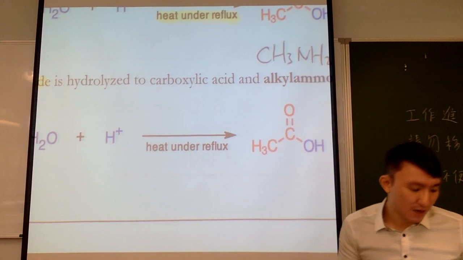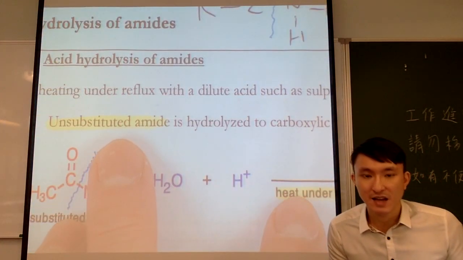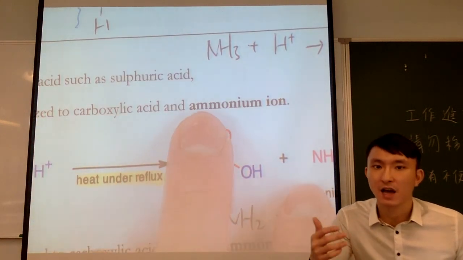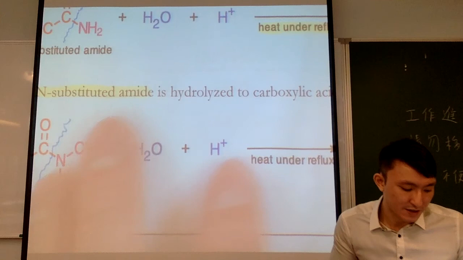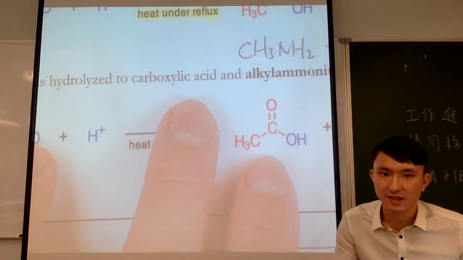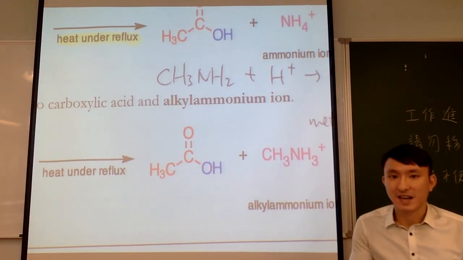All right, so that's why if you look at the sentence here, I will say that unsubstituted amide is hydrolyzed into carboxylic acid and ammonium ion. Whereas here, N-substituted amide is hydrolyzed into carboxylic acid and alkyl ammonium ion. Okay, so that's the idea.